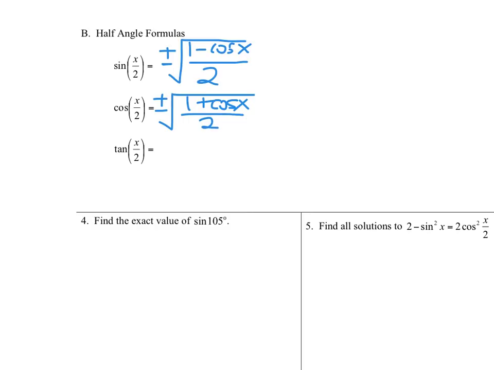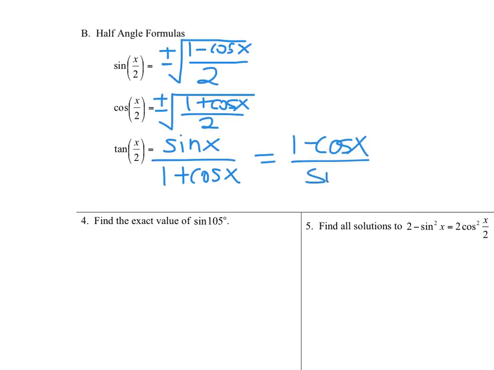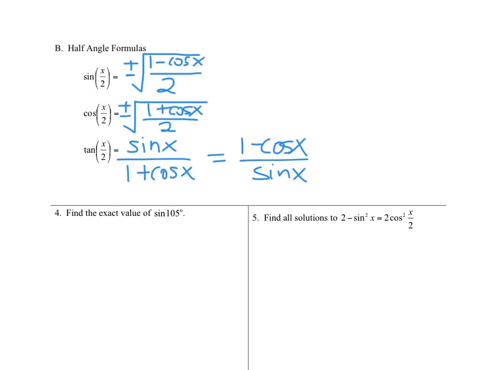And tangent actually is a little bit nicer. It's sine of x over 1 plus cosine x. Or you can write that as 1 minus cosine x over sine x. You do not need to memorize any of these, okay? I'll give them all to you. But once again, tangent of x over 2 is still equal to sine of x over 2 divided by cosine of x over 2.